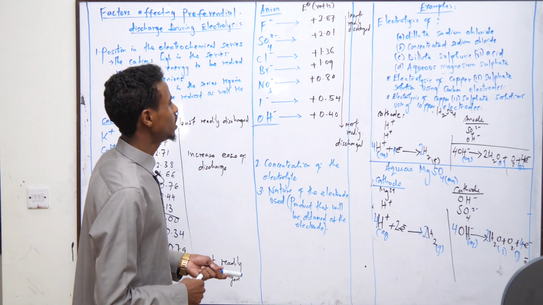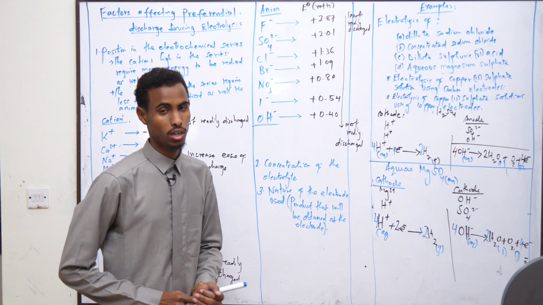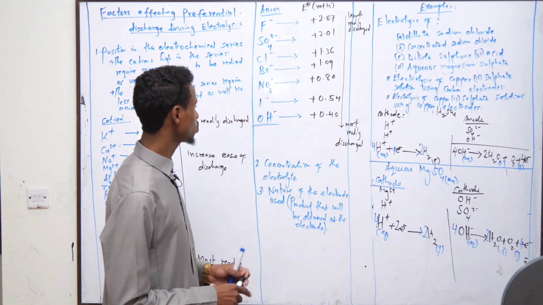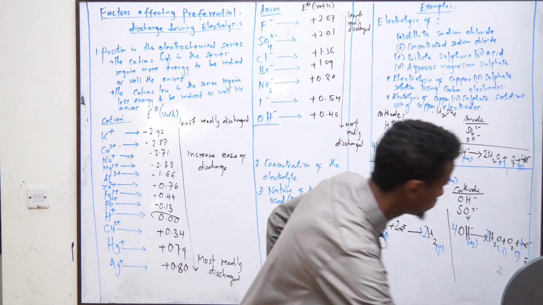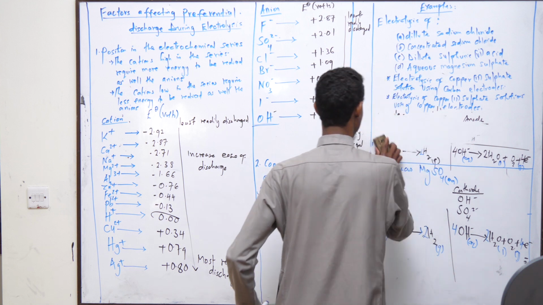Let's continue. Electrolysis of copper 2 sulfate solution using carbon electrodes. Sometimes platinum can be used. Now what will happen when those are used as the electrodes for electrolysis?